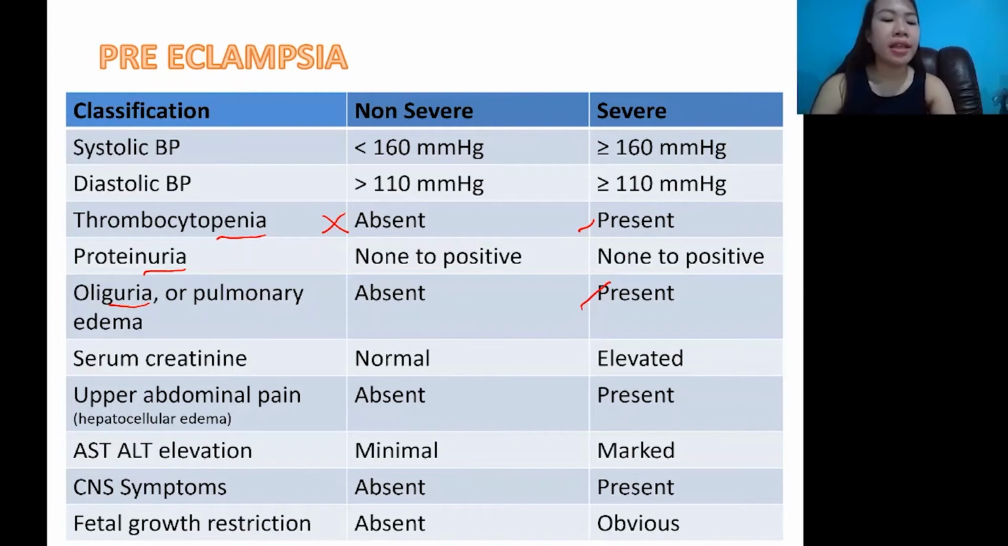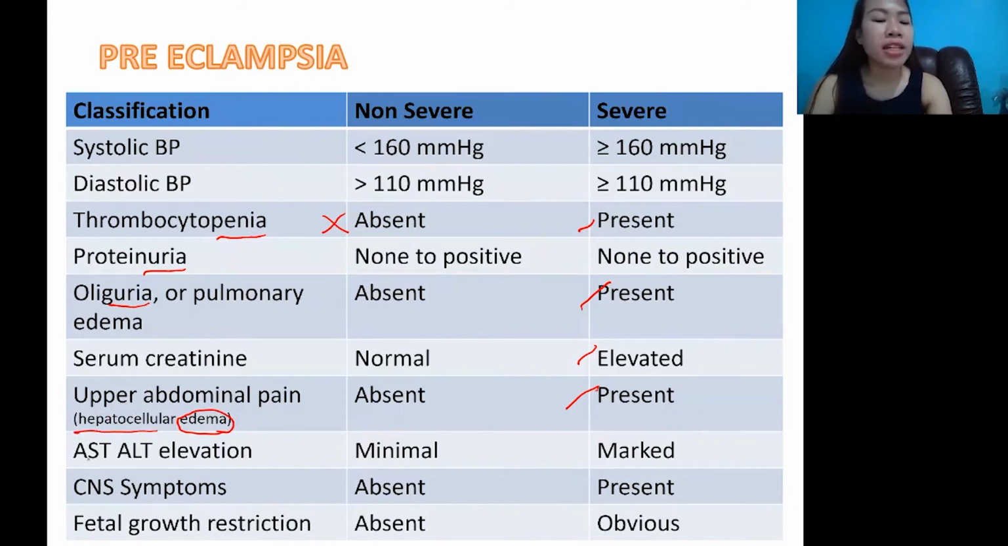Serum creatinine. Sabi natin kanina, creatinine gives us the kidney parameters, di ba? Malalaman natin if the kidney is still normal. So for serum creatinine, it is elevated for severe cases. Next, upper abdominal pain. We only see this for severe cases. So this means that there is already hepatocellular edema. Nagkakaroon na ng fluid accumulation sa liver natin. Hepato means liver. Cells of the liver, hepatocellular edema.